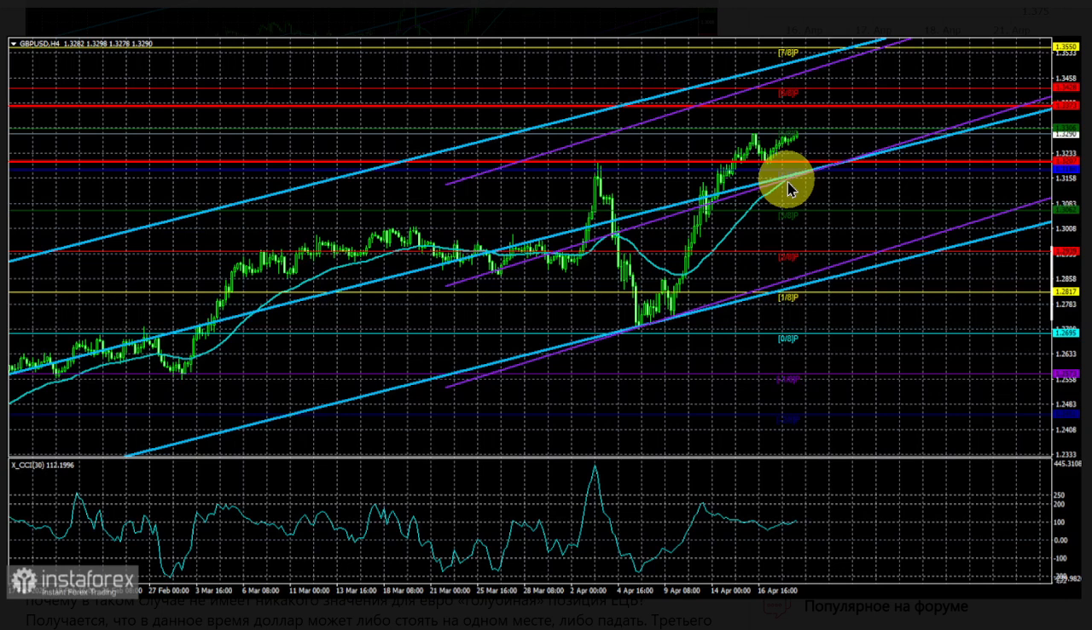Sell orders remain attractive, with targets at 1.3207 and 1.3146, but currently the market isn't even considering buying the dollar, and Trump continues to provoke fresh sell-offs of the US currency.